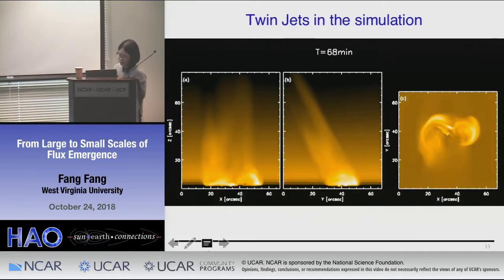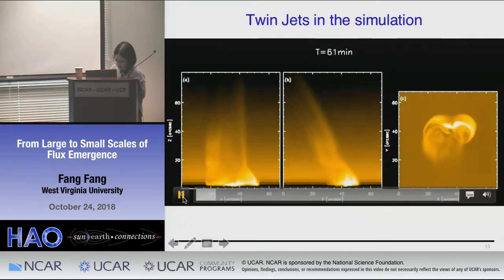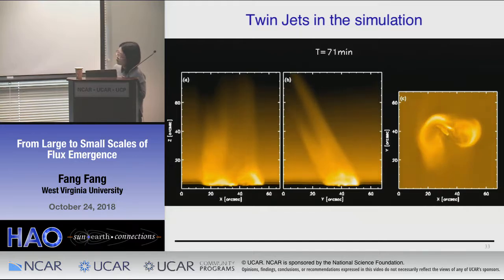So we keep running our simulation after the last time step, and then we find that it also produces this twin jet in the coronal region, where the two jets are adjacent to each other. And if we look at it from the top, we find that the two jets actually originate from the two arms of the sigmoidal structure of the emerged field here.